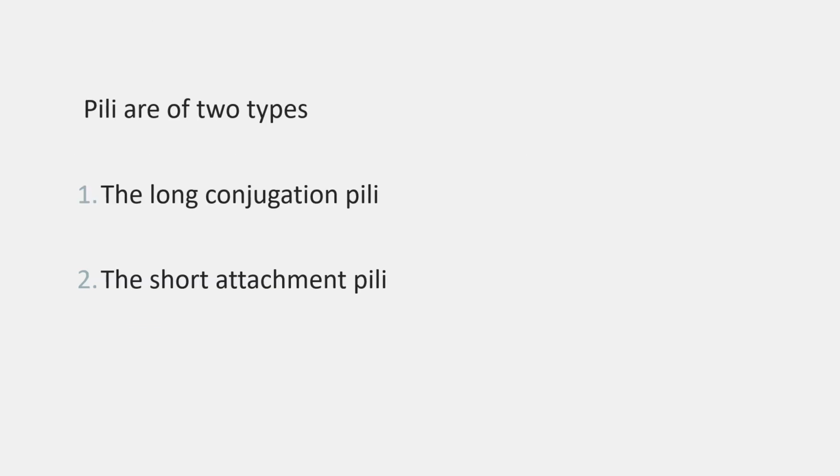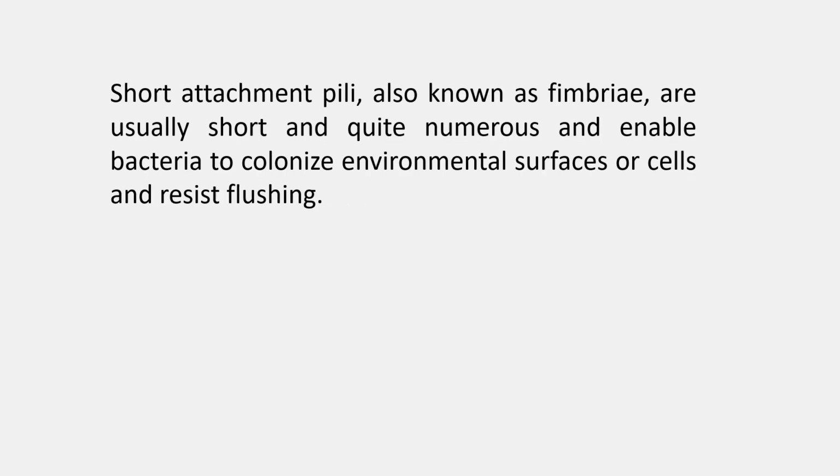We have two types of pili. You can say one is a long conjugative pili and the other one is short attachment pili. As you can tell from the name, the long conjugation pili help in the process of conjugation, and the short pili will help in the attachment. Short attachment pili are also known as fimbriae.